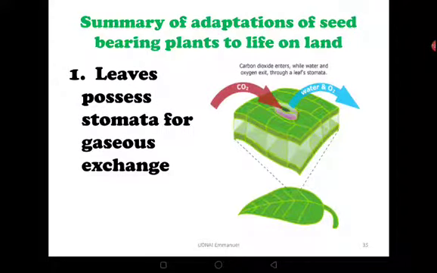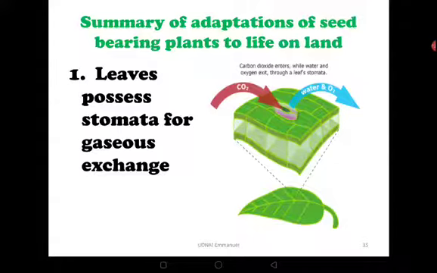And then we have, how are these seed-bearing plants adapted to live on land now? Amidst the challenges they have, how have they coped to live on land better? Which structures have they developed? And which behaviors have they developed now to be able to thrive on land?